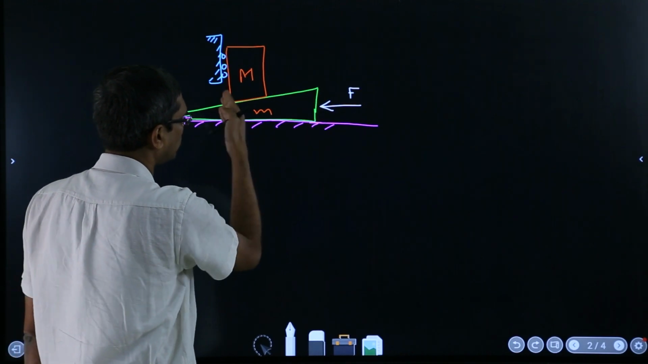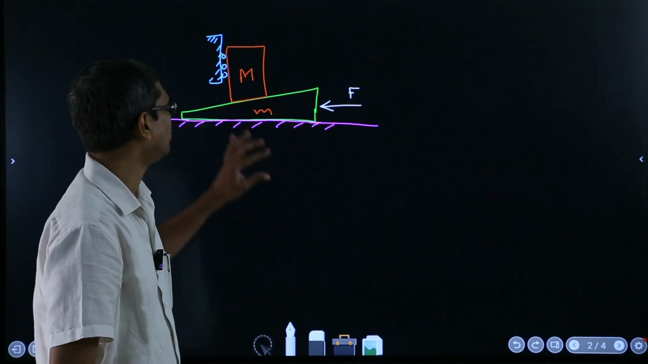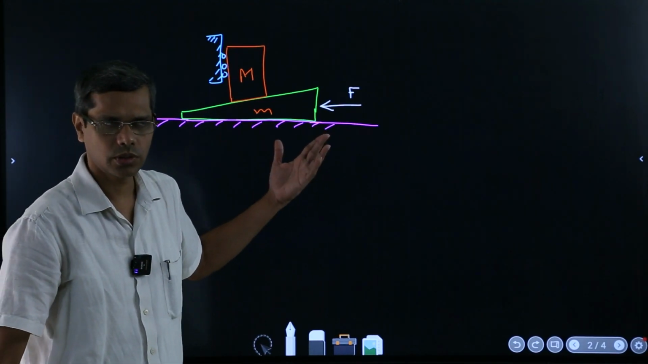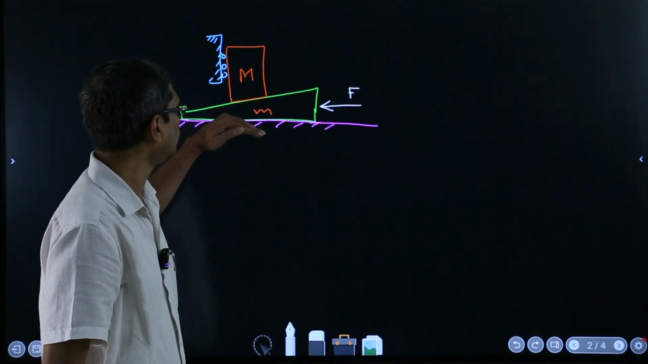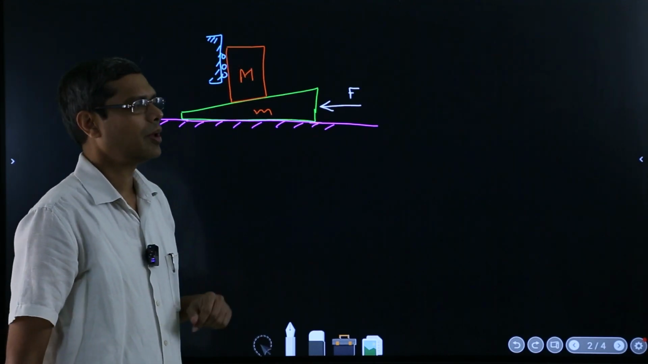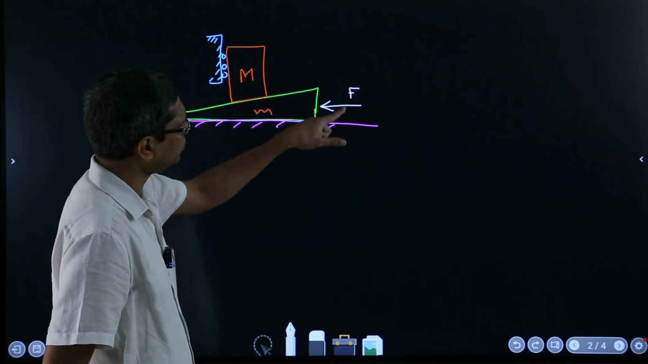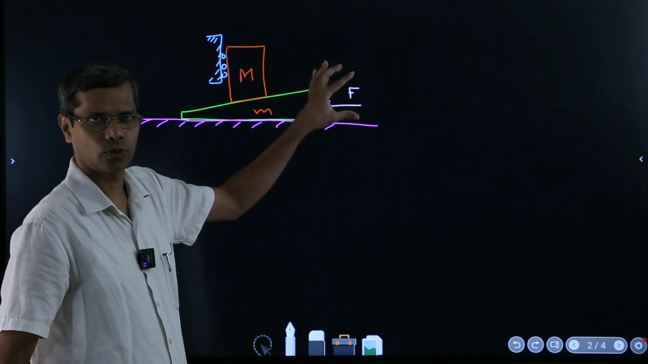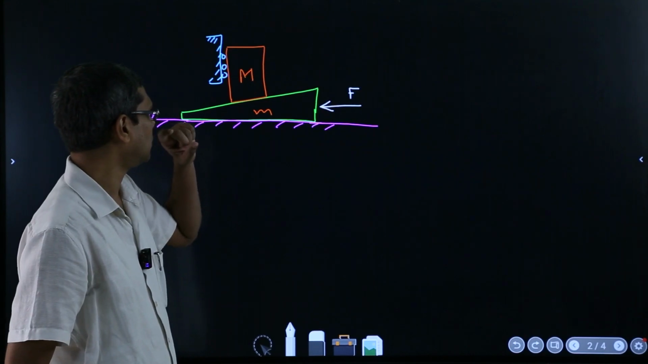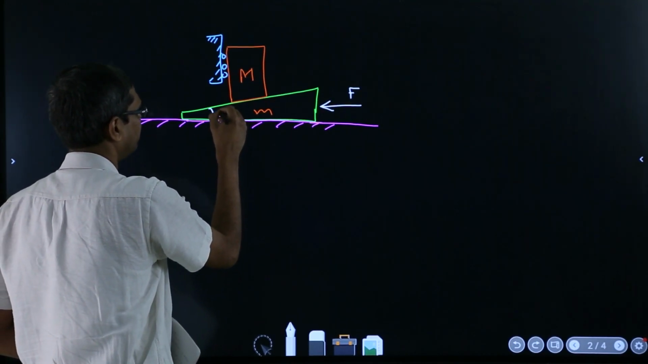So now if this block comes here, this block will go up. So this is a simple gadget which can be used to move any mass upwards. But the thing is, if we want to use less and less force, then the requirement will be to decrease this angle alpha.